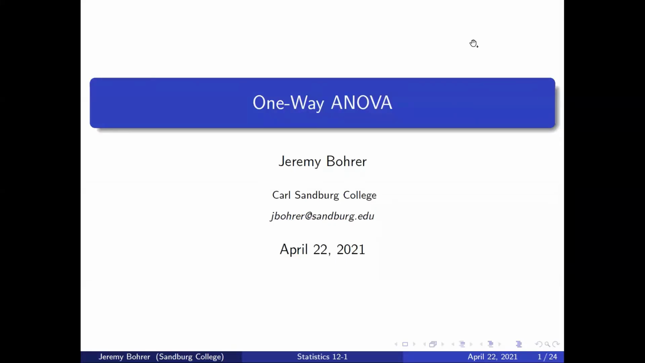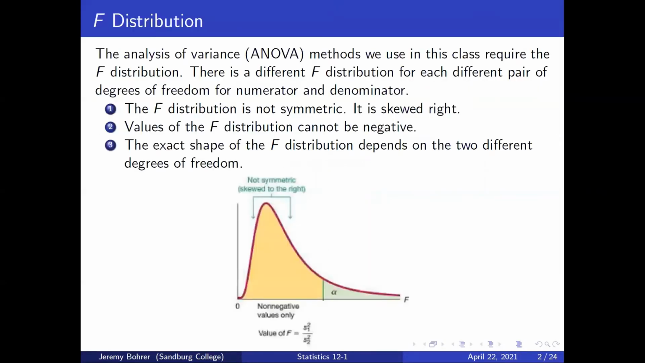In this video, we will discuss one-way ANOVA. The analysis of variance, or ANOVA methods we use in this class require the F distribution. There is a different F distribution for each different pair of degrees of freedom for numerator and denominator. First, the F distribution is not symmetric, it is skewed right. Second, values of the F distribution cannot be negative. And third, the exact shape of the F distribution depends on the two different degrees of freedom.